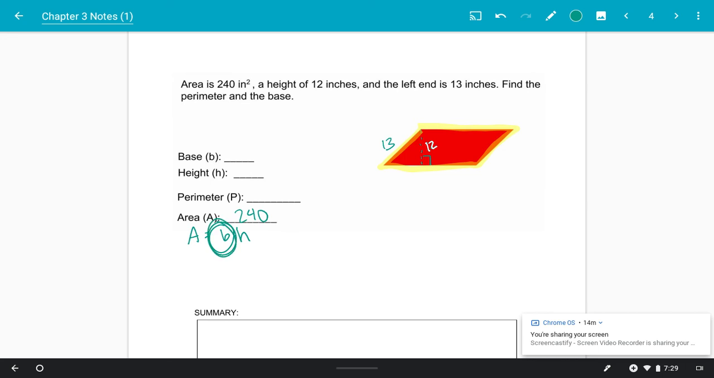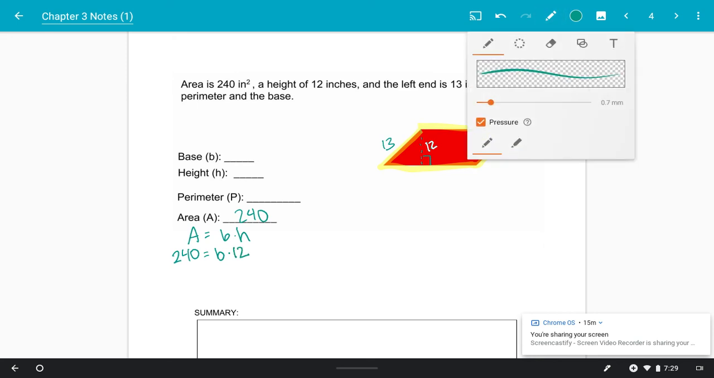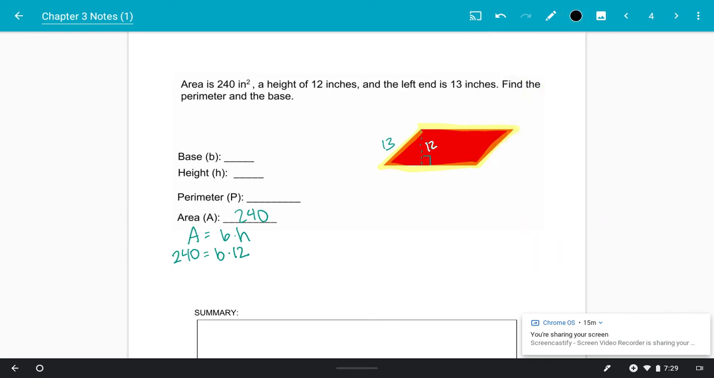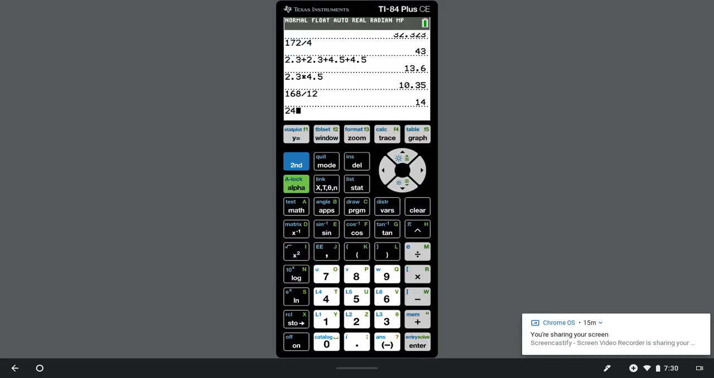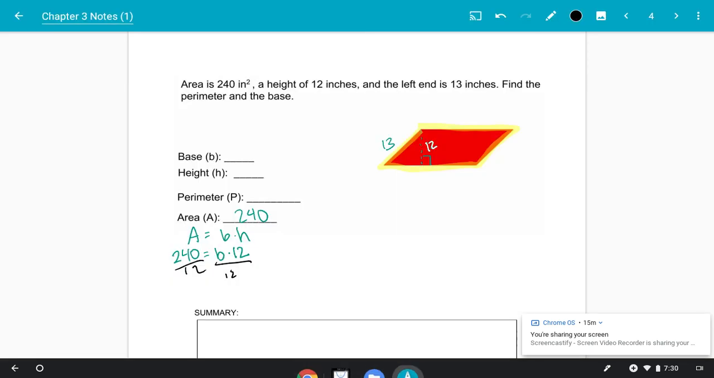Well, I see the letter B right here for base. So we know A, the area, is 240. We don't know B. That's the mystery. But we do know h is 12. So if we need to find b, we can simply divide. Divide by 12, divide by 12. 240 divided by 12 is 20. That means our base is 20.